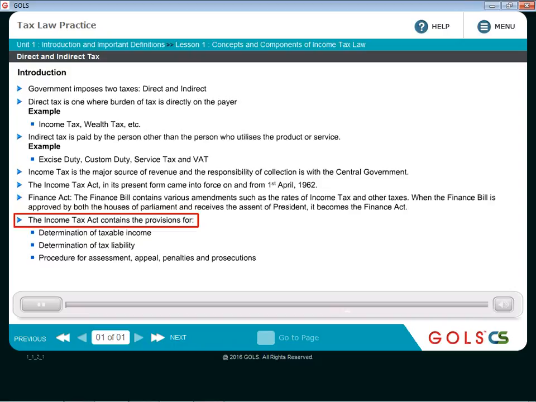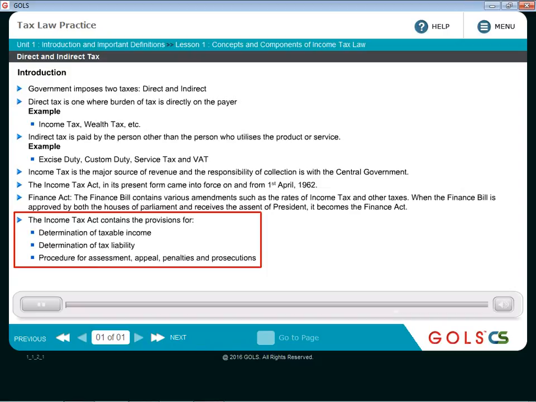The Income Tax Act contains the provisions for determination of taxable income, determination of tax liability, procedure for assessment, appeal, penalty, and prosecution. That means basically the Income Tax Act gives all the provisions starting from how a person, that is individual, HUF, AOP, BOI, company, partnership firm, that means every category of person, can determine their income. Now once that income is determined, how to compute their tax liability, because based on the nature of the person, the computation method changes.